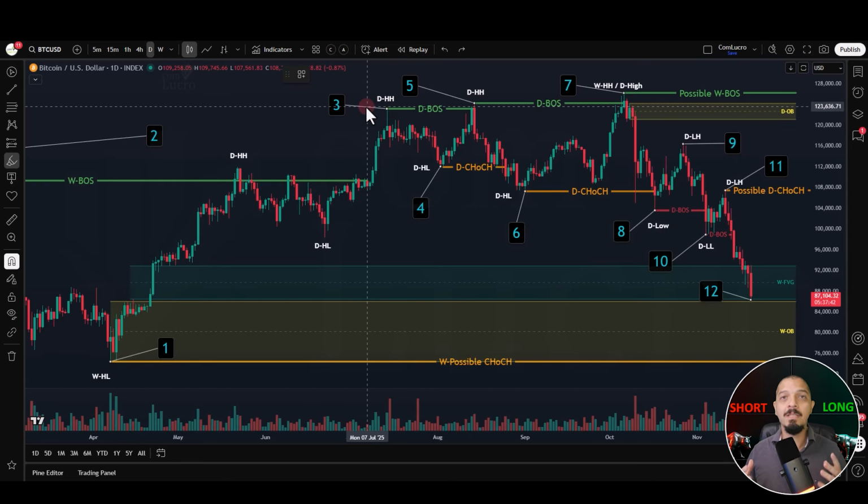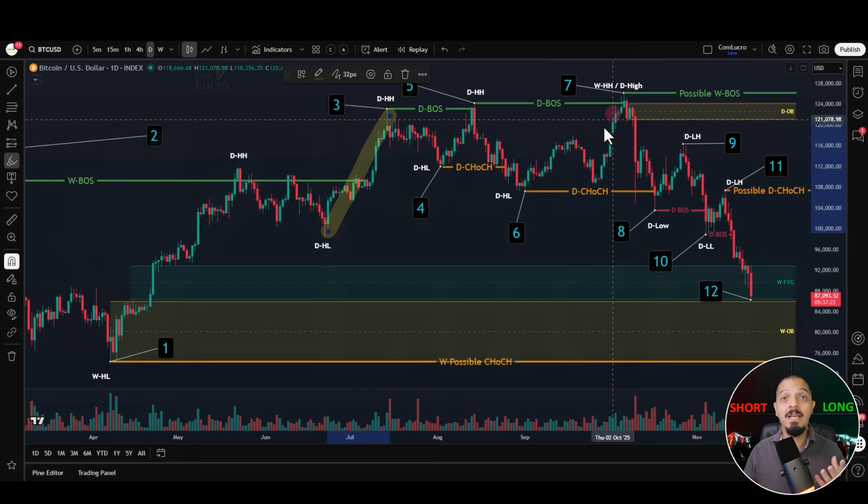Step 3. At this point, price creates a new higher high on the daily chart. This confirms that the daily trend is still moving upward and that buyers are pushing the market into a fresh bullish swing. Step 3 becomes the reference high for the next structural movements because it is the peak of the daily bullish leg before momentum begins to weaken.